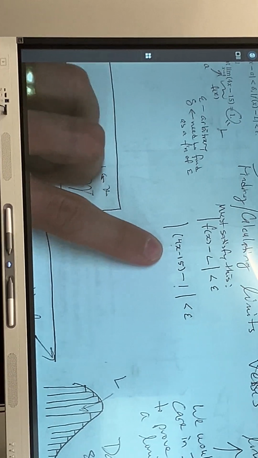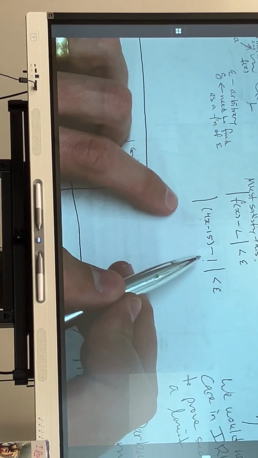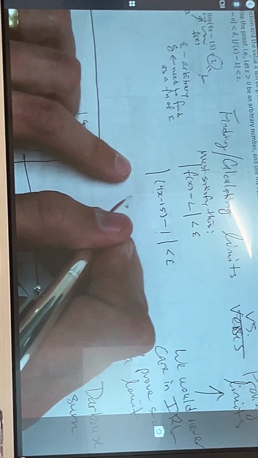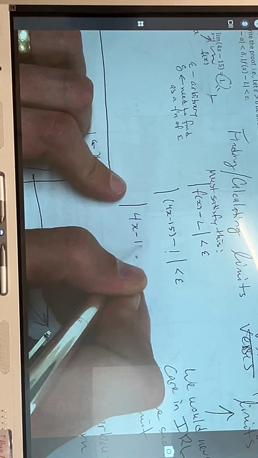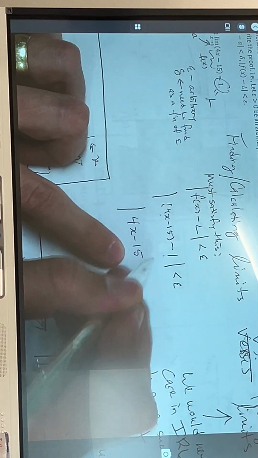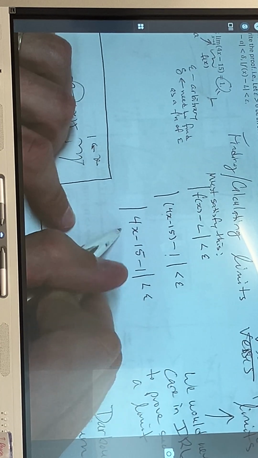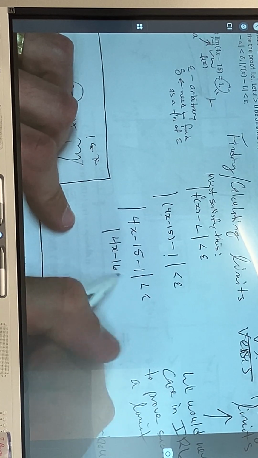And then we're trying to obtain from this one. I wonder, it always seems like a coincidence how it comes out so nicely. I want to just simplify this one a little bit. 4x minus 15, minus 1. This in parentheses doesn't do anything, but I'm going to write it anyways. 4x minus 16 we have.